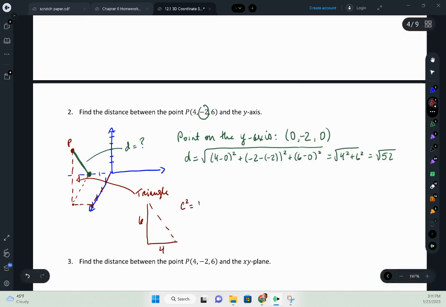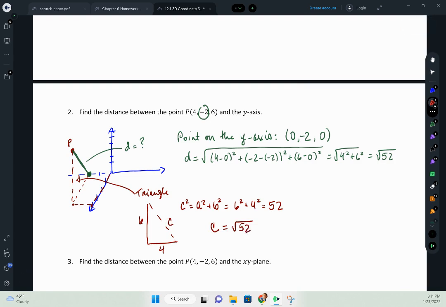C squared is equal to A squared plus B squared, which in this case is going to be 6 squared plus 4 squared, which is 52. And that means that C, we'll call this C, is equal to the square root of 52. So either way we look at it, we get the same answer. It's just you have to decide how you best see things, okay?